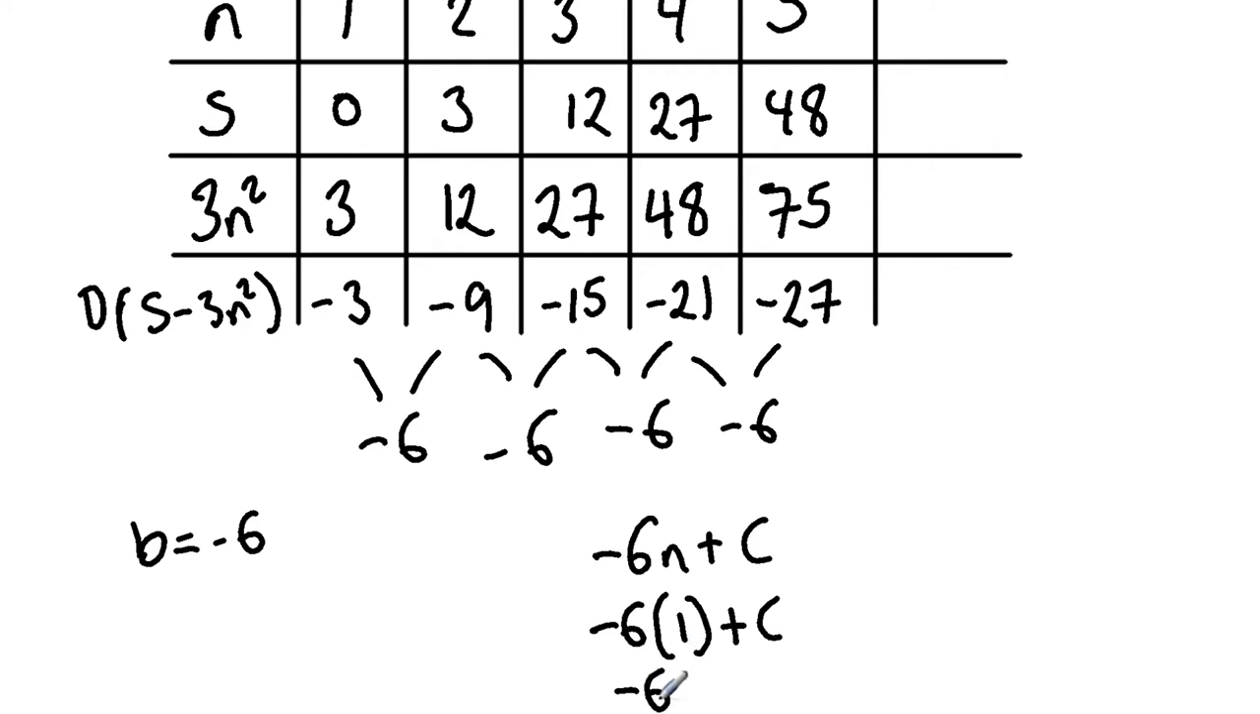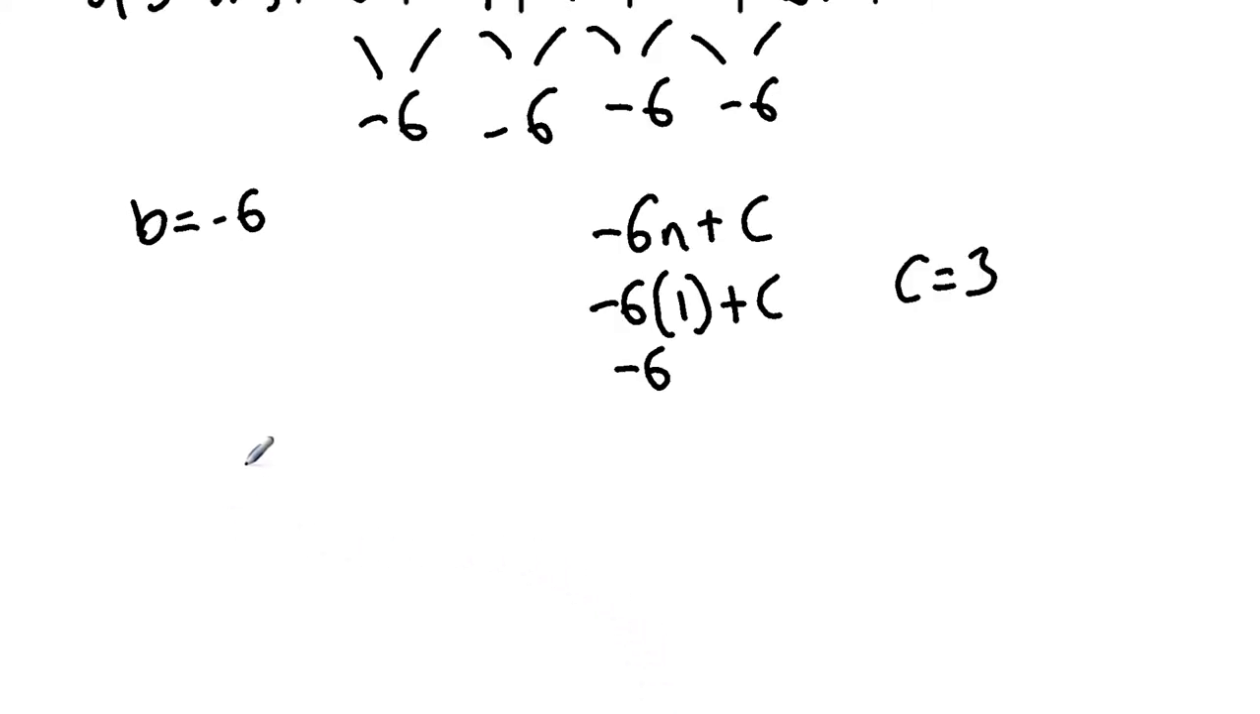What do I need to add to minus 6 to give us minus 3? Well, the answer is 3. So therefore, c is equal to 3. Therefore, our answer can be written as 3n squared minus 6n plus 3. And that's our final answer.